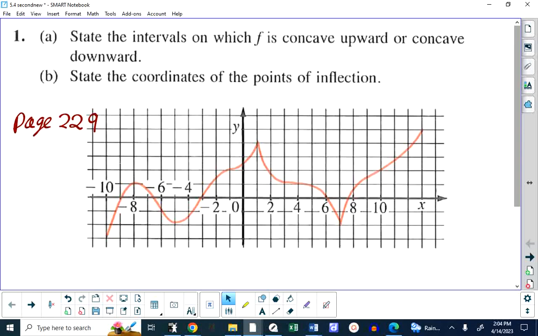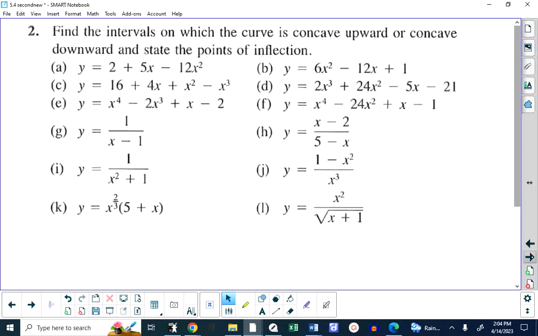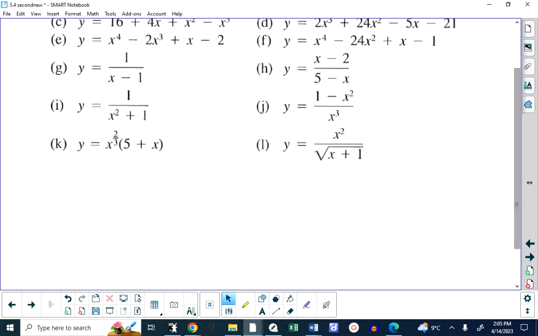Go ahead. F. So we have x to the 4 minus 24x squared plus x minus 1. And this isn't a full-blown analysis. We're going to have to find the first derivative to get to the second derivative, but we're not worried about max mins. Okay? So we start off with the function.